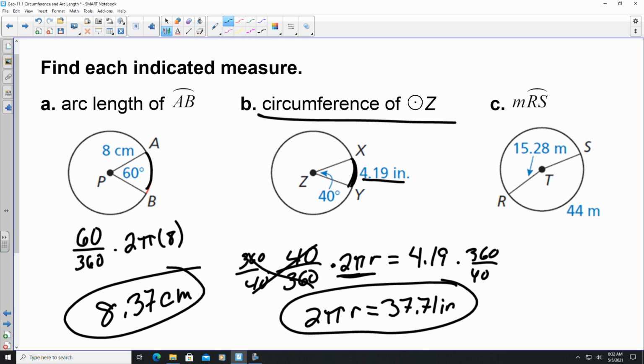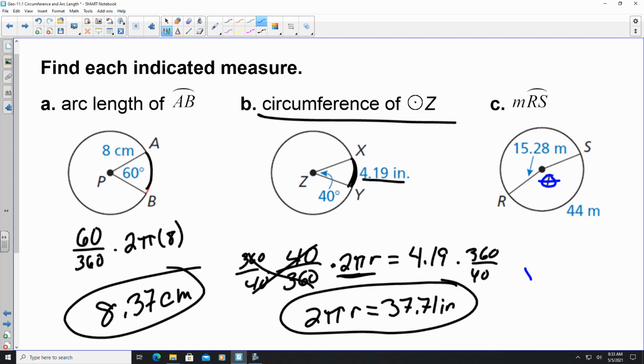Finally, they want you to find the arc measurement for RS. So RS is right here. They give us a radius over here, but they give us an arc measure of... oh, they want us to find the angle. Sorry. So in order to figure out what this angle is right here, we'll call that x.